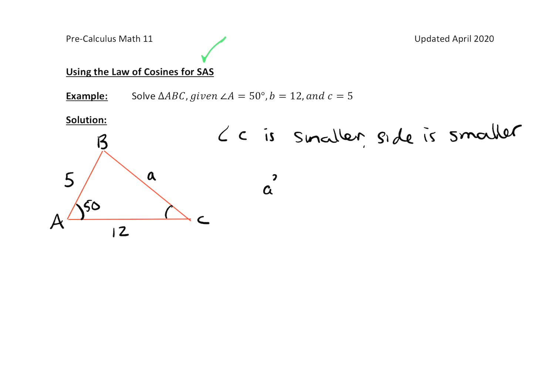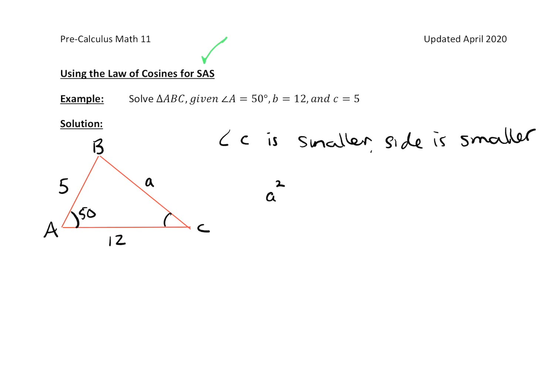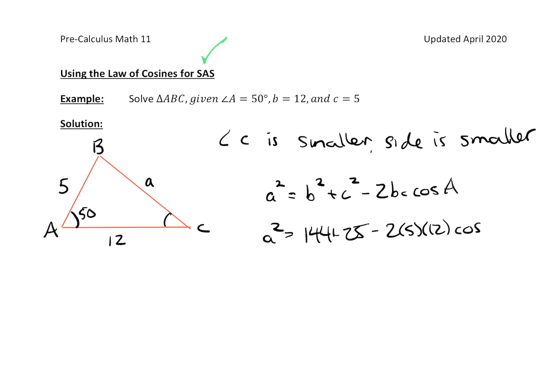So we're going to go A squared, because we can't do sine law here because we're missing an angle, right? We have the angle, we don't have a corresponding side. So first we have to solve for A. So A squared equals B squared plus C squared minus 2BC cos A. I have all that information. So A squared equals 144 plus 25 minus 2 times 5 times 12 cos 50 degrees. So A squared equals 169 minus 120 cos 50.